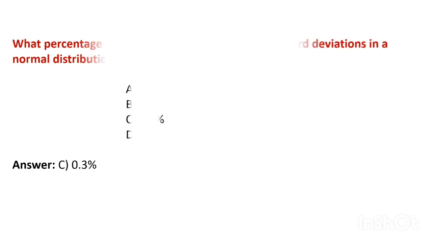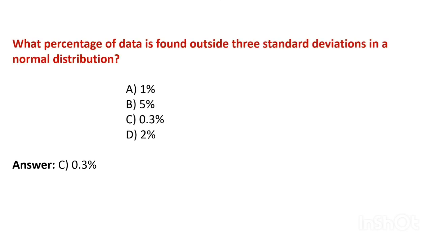B. What percentage of data is found outside 3 standard deviations in a normal distribution? So, here it is a very important key concept. The empirical rule states that 99.7% of data lies within 3 standard deviations of the mean. So, only 0.3% is outside this range. The correct answer is C, option 0.3%.